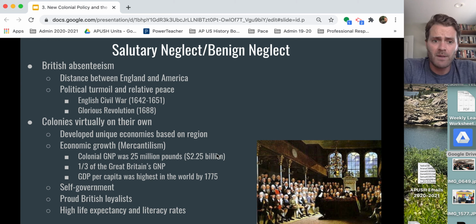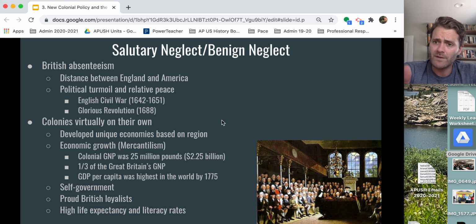Each region is going to develop a unique economy based on the geography and the environment and the priorities of that colony, which we spent a lot of time on last unit as well. And the colonies are going to become incredibly successful economically and therefore incredibly valuable to England economically. The economic growth in the colonies is great, especially considering how terrible things were when it started. We talked about the starving time, right, in Jamestown at the beginning when 80% of the colonists are just dying because there's no food.